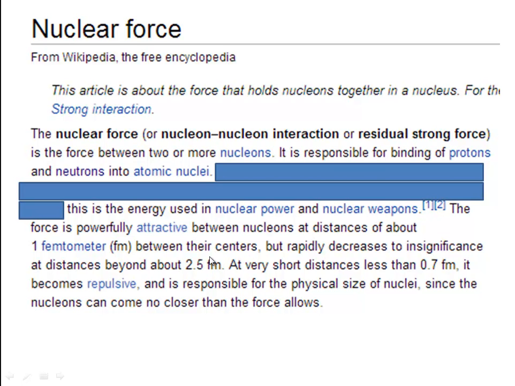One way to think about that: a femtometer is much smaller than a nanometer, and you can think about it in terms of the diameter of a proton or a neutron. A femtometer is about 1.5 to 2 diameters of a proton or neutron. So you've got to get them pretty darn close together before they start to feel the strong force.